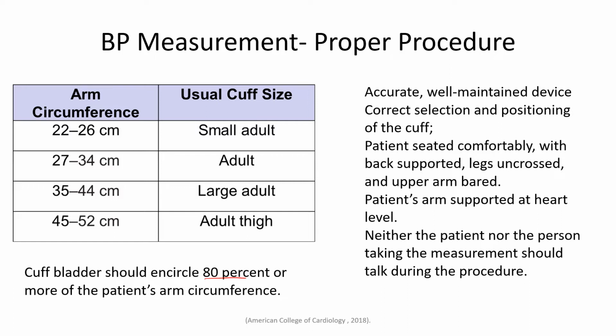So here's the arm circumference, 22 to 26 centimeters for a small adult. For adult size, here's the measurement. And this is important, I think. Neither the patient nor the person taking the measurement should talk during the procedure. So when you're checking the blood pressure, that is not the time to ask your patient, how are you doing today? What brings you here today? We should not be having social conversation at that time.